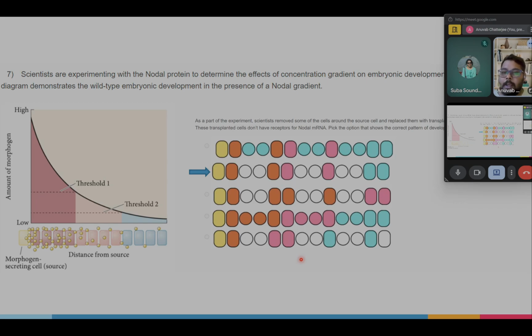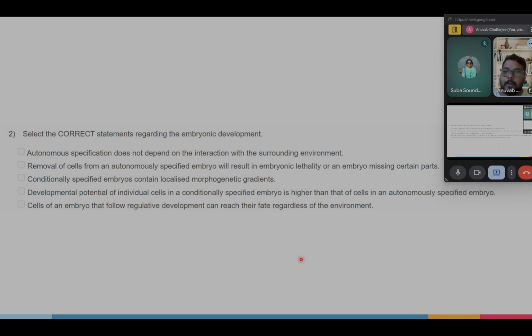Perfect. So this was about morphogens. Now we go to a different kind of question. This is about autonomous and conditional specification. Select the correct statement regarding embryonic development.